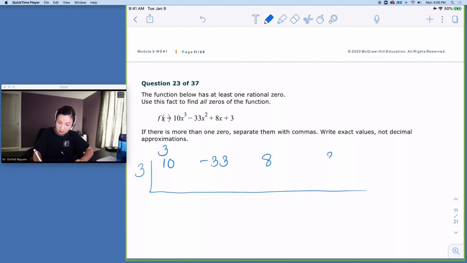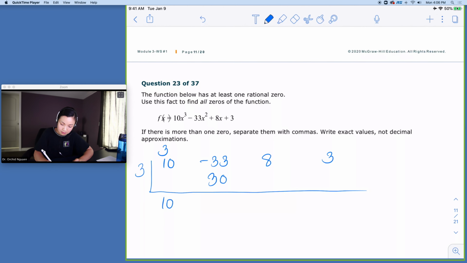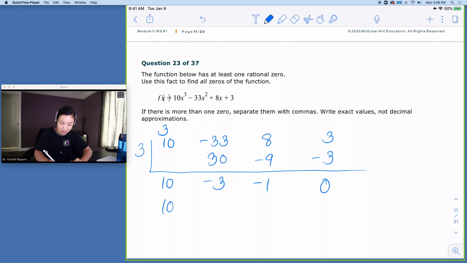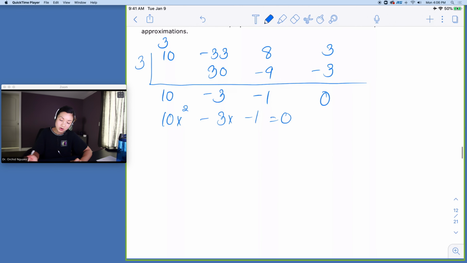If I get 0 for the remainder, then I know 3 is a 0. So 10 here, 30, negative 3, negative 9, negative 1, negative 3, 0. Bingo. So 3 is a 0. Okay, so from here, we have 10x squared minus 3x minus 1. I'm going to try quadratic this time.